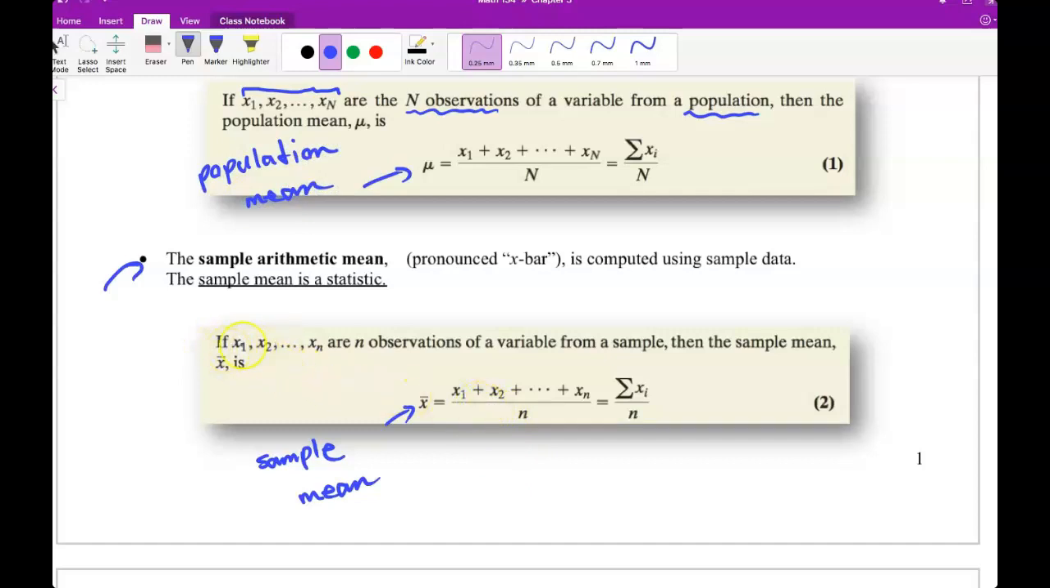Again, same thing here. These are our data, x1 up to xn, and we have n observations. So this is in the denominator because in total we have n observations, and on top we add all these data. So adding all these data, divided by the number of observations. Same thing for this part.